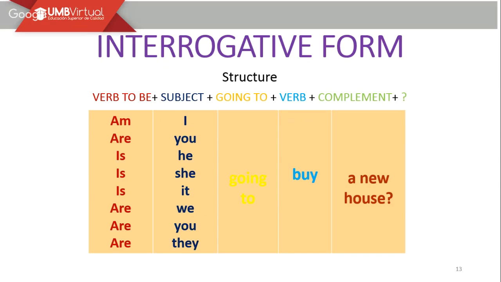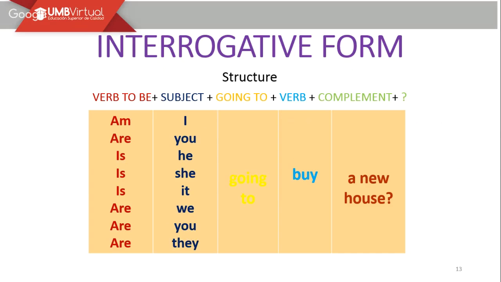Okay, the interrogative form of this grammar topic is the following. We're going to just combine those two columns and the rest is going to stay the same way. So, are you going to buy a new house? Is she going to do the homework? Are we going to travel to the USA?